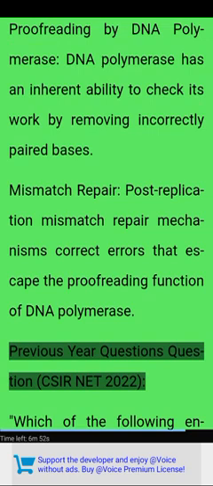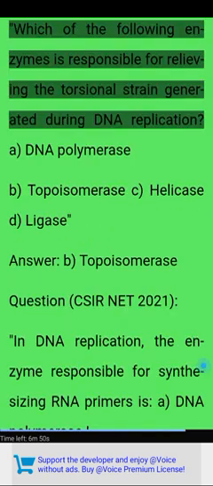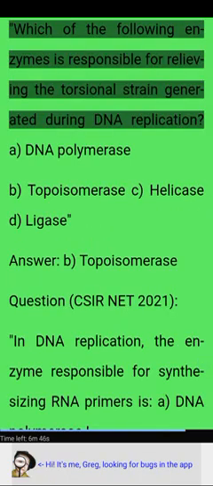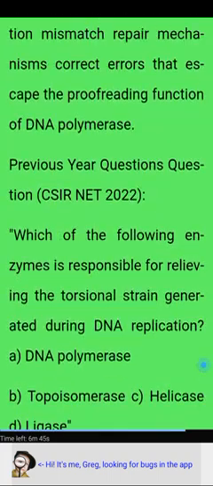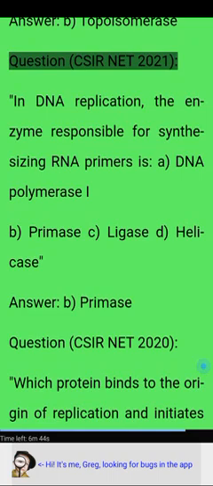Previous year questions. Question, CSIR NET 2022. Which of the following enzymes is responsible for relieving the torsional strain generated during DNA replication? A. DNA polymerase. B. Topoisomerase. C. Helicase. D. Ligase. Answer, B. Topoisomerase.